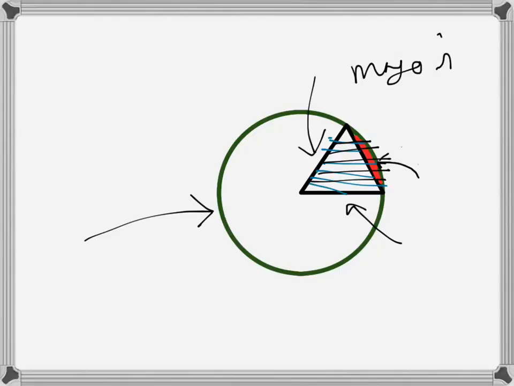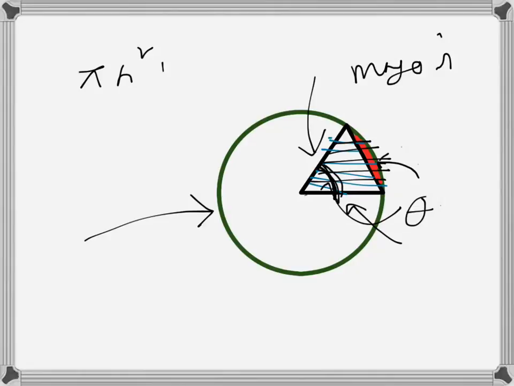And we can see that the two radii and this chord have formed a triangle. So we will try to find the area of the major sector first. So let's say this angle is theta. Now, the area of the full circle is pi r square, and this angle is theta here.